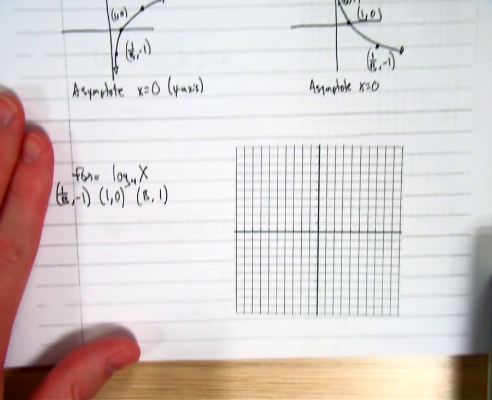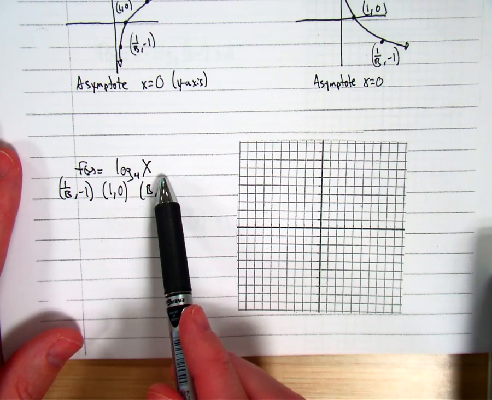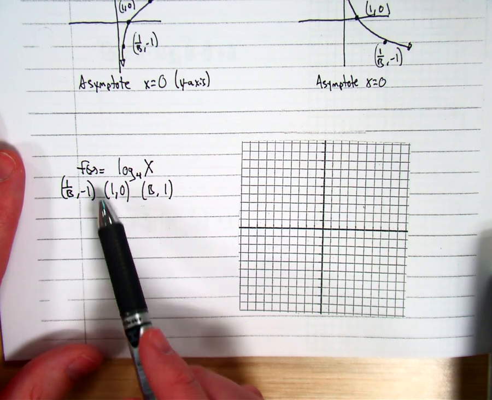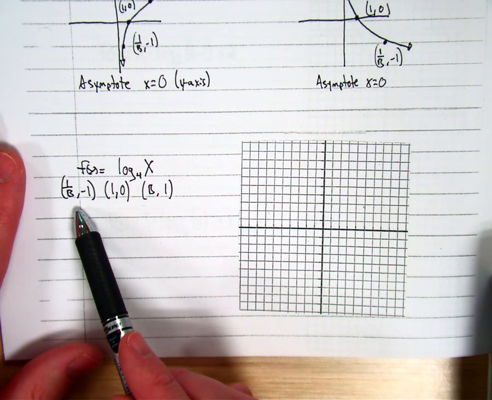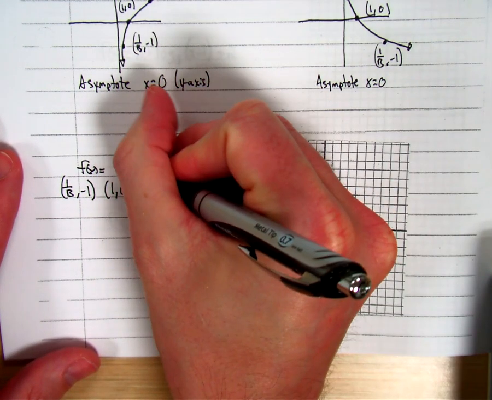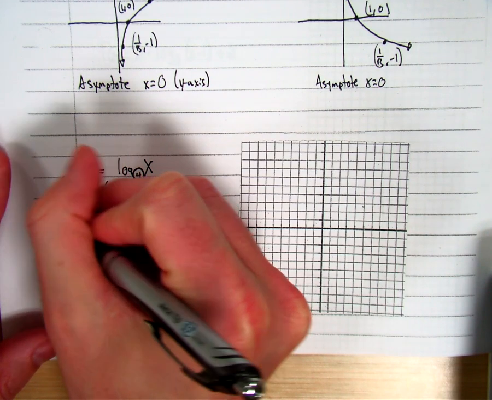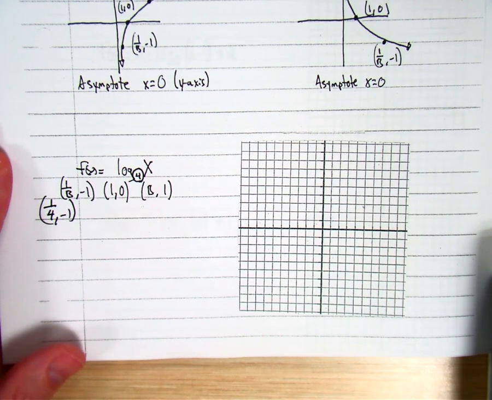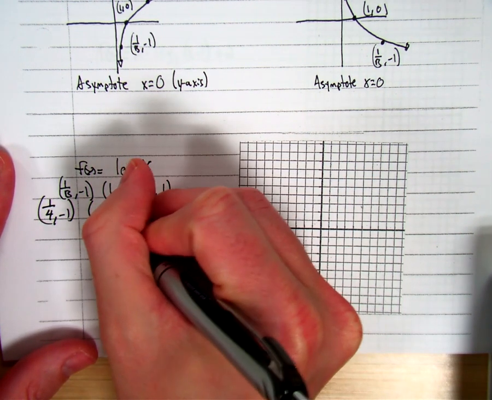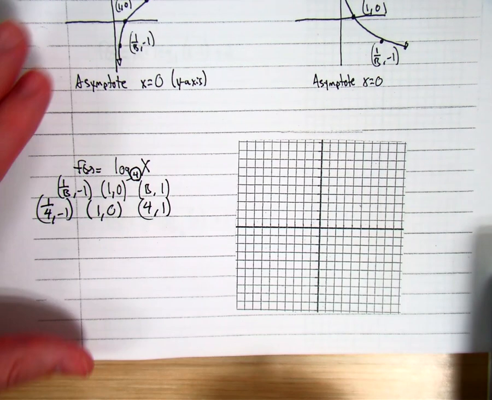All right, let's do one here. We have log base 4 of x. Just regular old log base 4 of x. Remember our pattern: 1 over b comma negative 1, 1 comma 0, b comma 1. What's our b number? It's 4. So we're going to have 1/4 comma negative 1. Do our best we can with that. On a quiz or test, make sure we label 1/4 comma negative 1. Then we've got 1 comma 0. Then we've got 4 comma 1.